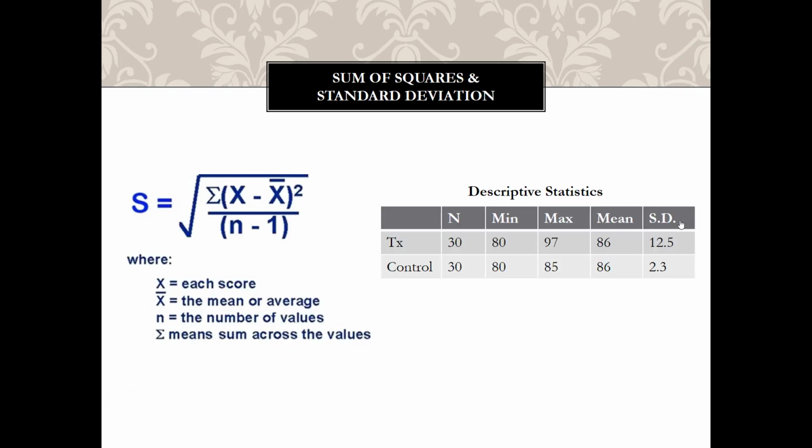The sum of squares is another statistic that may be included in the description, and it's a sum of the squared deviation of each of the individual scores around a respective mean. Just another way we can describe the data.